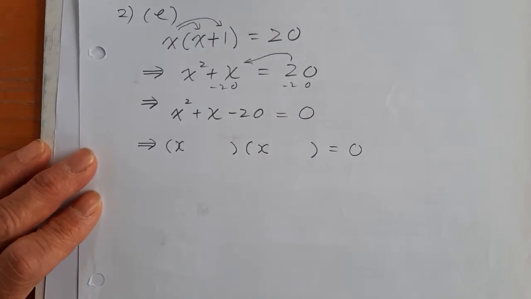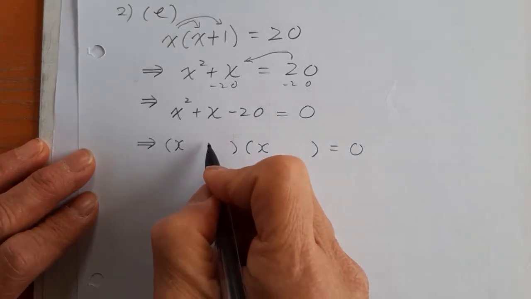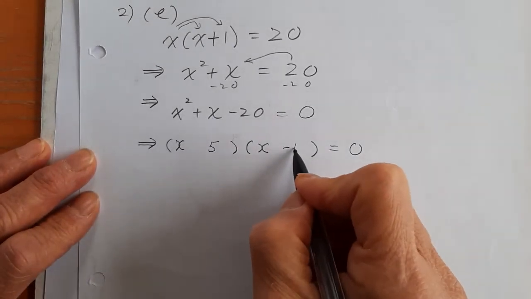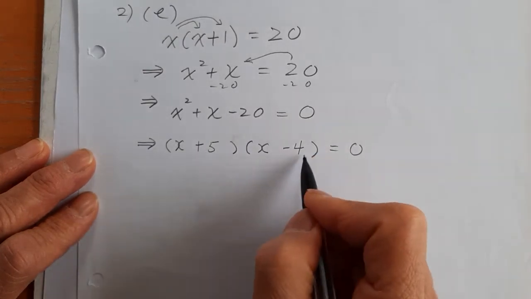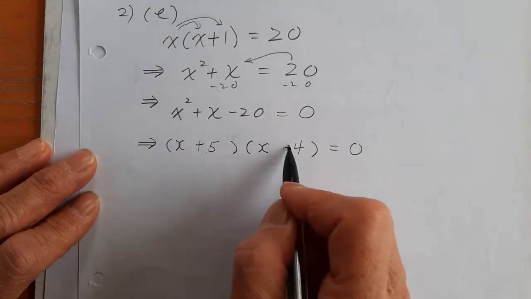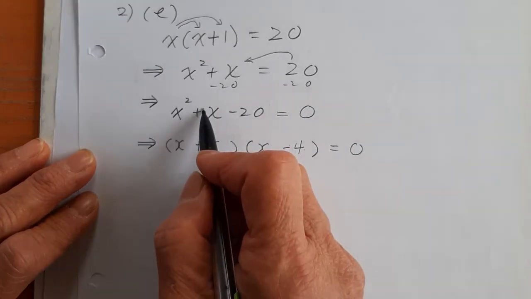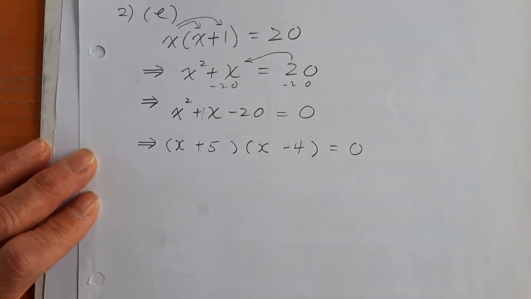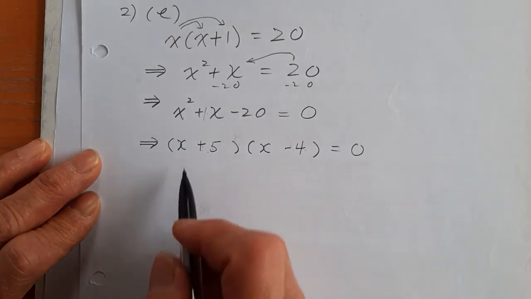For negative 20, you need to find two numbers that multiply together to equal negative 20. So it will be 5 and negative 4. Times together they equal negative 20. The two numbers add together: 5 plus negative 4 is a positive 1. Here's a positive 1, so that's equal. The two are equivalent. You can check it.